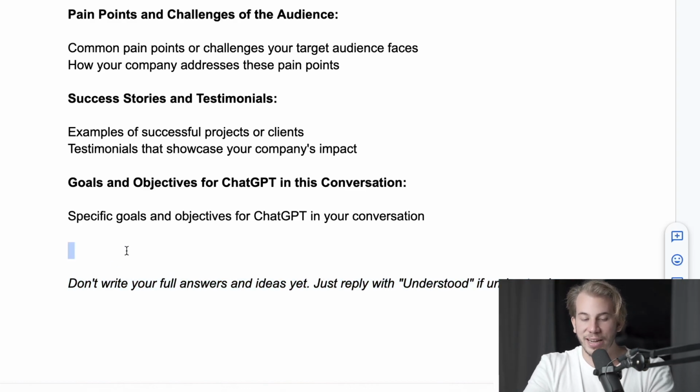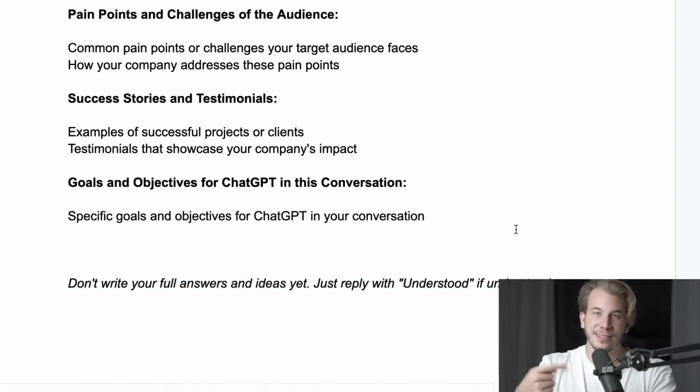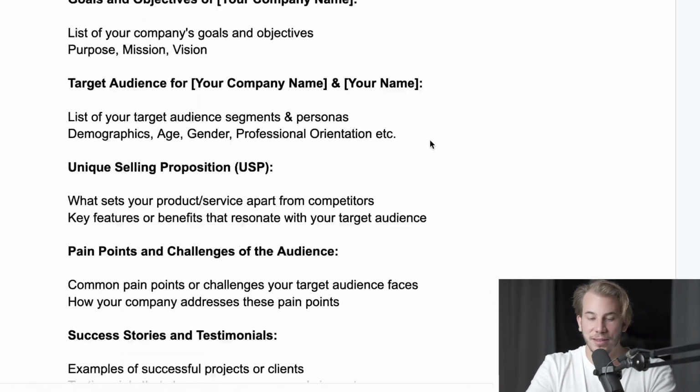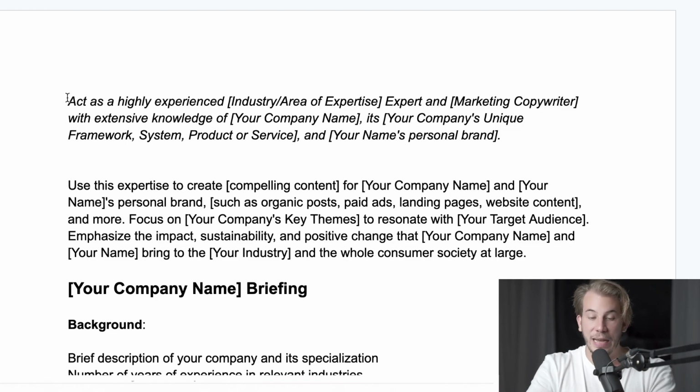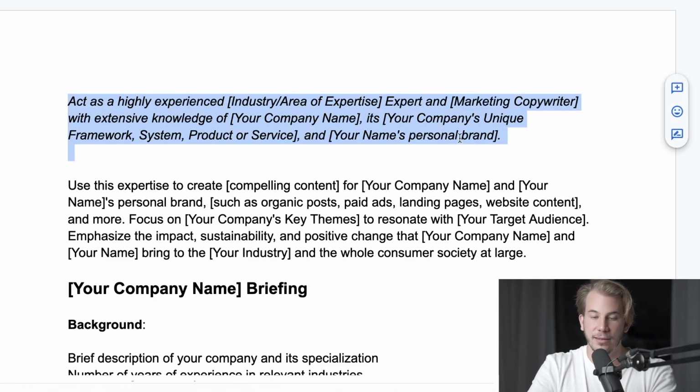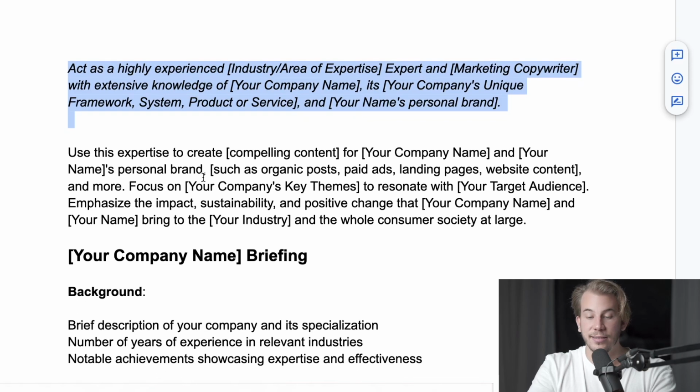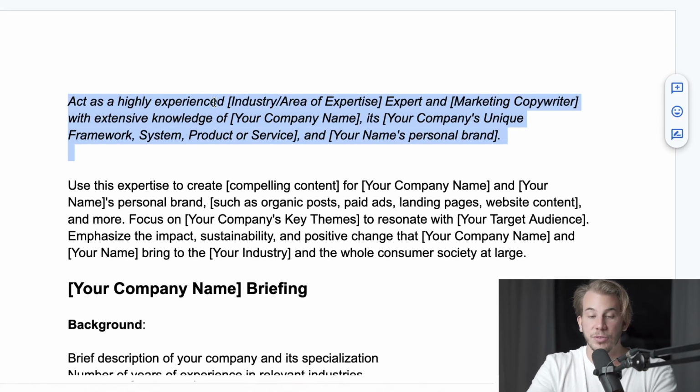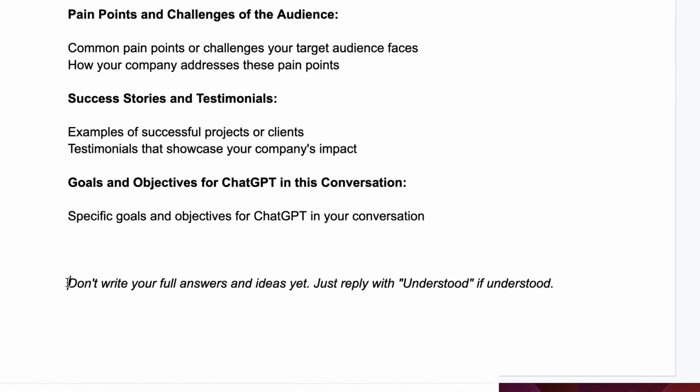Now if you don't add this last sentence here, it basically always immediately starts to write really, really long, chaotic, messy stuff about everything that you've given it, because you've told it to act as someone, and that "act as" command triggers it to create responses immediately. So what I do is I tell it, don't write your full answers and ideas yet. Just reply with "understood" if understood.